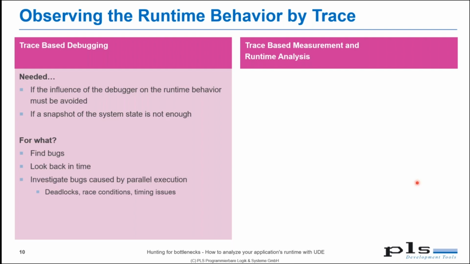Trace-based debugging is useful if you want to find bugs that are caused, for example, by parallel execution or by timing problems. In general, you can use it whenever debugger access would possibly hide the bugs you want to analyze. For example, you hit a breakpoint, everything is halted, and the bug is gone.